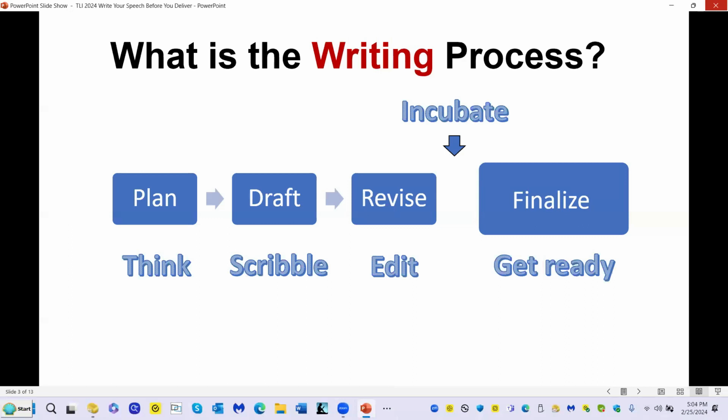Now, let me point out more in detail. The planning phase is where you are going to think what you are going to talk about. In the drafting phase, you are going to scribble without thinking. In the revise phase, you are going to edit your scribbled notes, and then you will have to incubate. What is incubate? Keep some distance between revising your speech and finalizing it when you actually get ready.